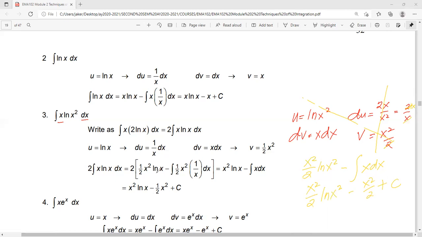Wait, why is this just x squared? Maybe there's a typo. Oh, it's just ln of x here. It should be ln of x squared. So this is the correct answer. When you differentiate the u, it's 2x over x squared. You cancel the x's, it's 2 over x. 2 over x times x squared over 2 for the integral will cancel the 2's, cancel the x, leaving you with the x. So it should be like this. In here, there should be an over 2.